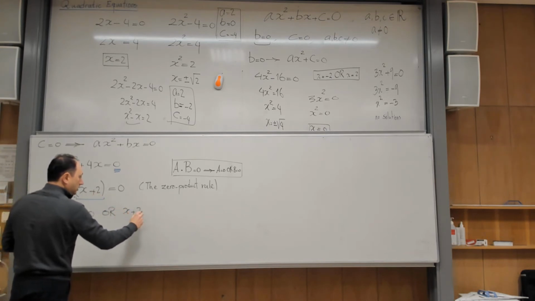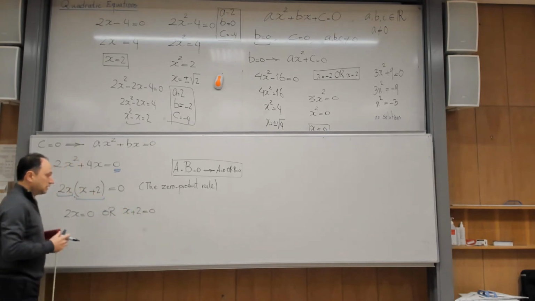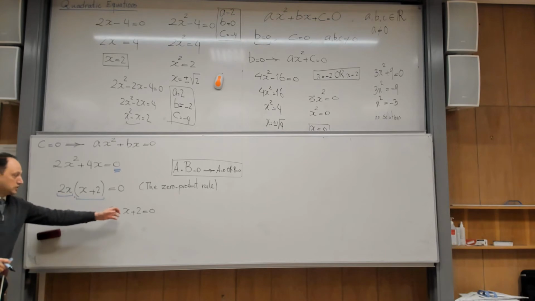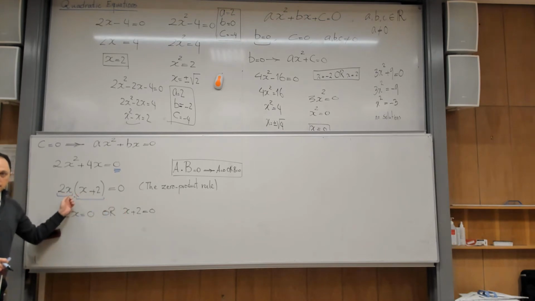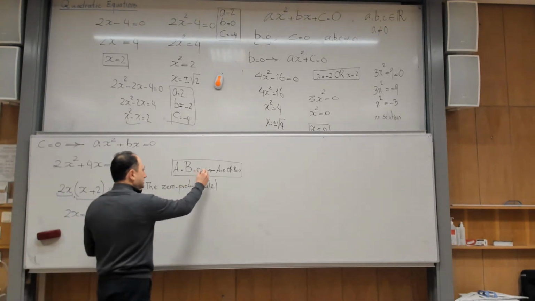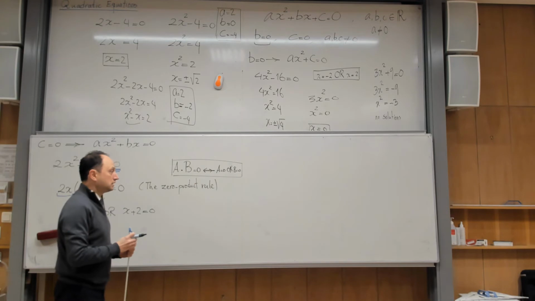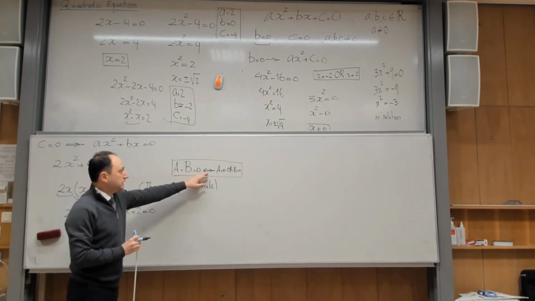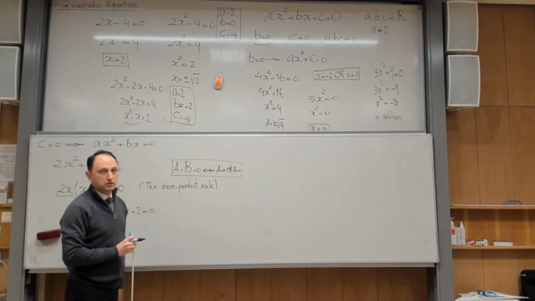Is there a third alternative? Is there anything else that I haven't considered? No. If this is not 0 and this is not 0, then the product is definitely not 0. So I want you to understand this is actually equivalent to this. A dot B is equal to 0 if and only if at least one of them is 0.